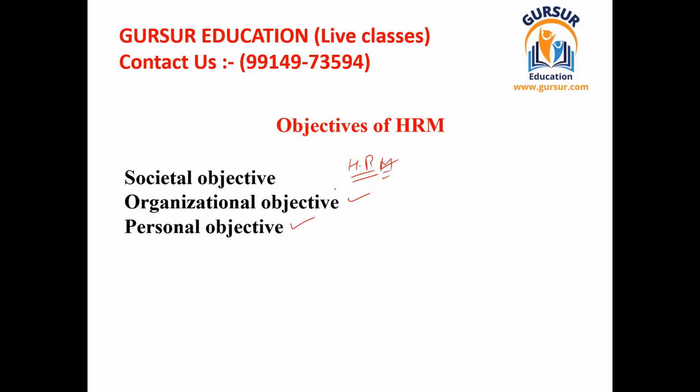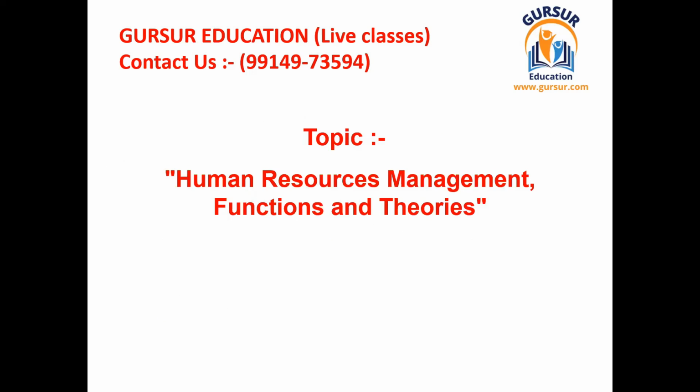And the last one is personal objective. There can be some personal objectives of the employees as well, which the company has to take into account. This is why Peter Drucker brought forward the concept of management by objectives. So you have to take into consideration the personal objectives as well. These can be achieved only when you have cordial relations with the human resources of your company, and only through their proper management. So these were the three objectives.